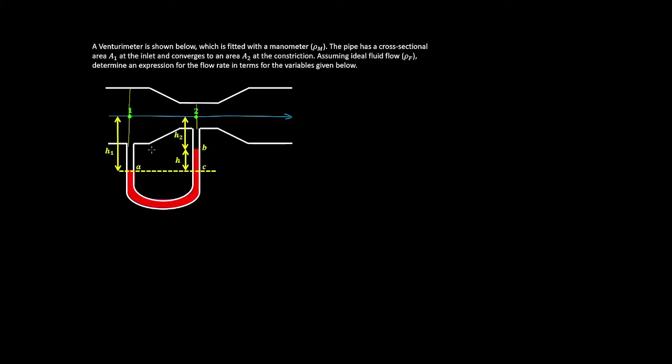the variables given below. So recall in ideal fluid flow, the flow rate is equal to the cross-sectional area times the speed of the flow, and that's constant. So effectively, we can either find A1 V1 or A2 V2. That's the same thing.